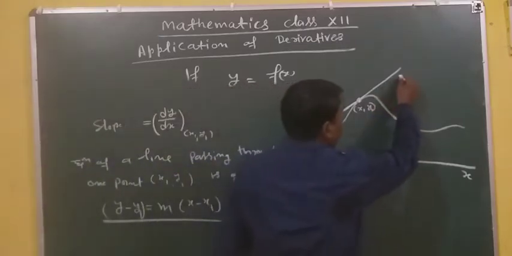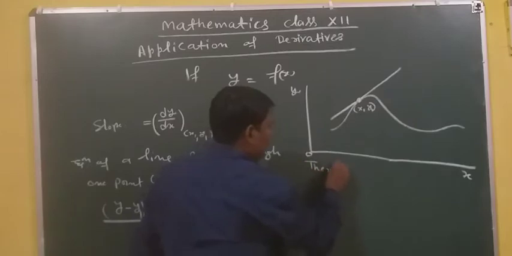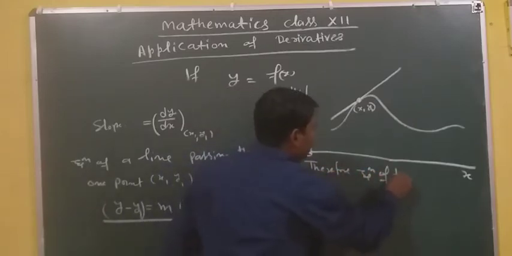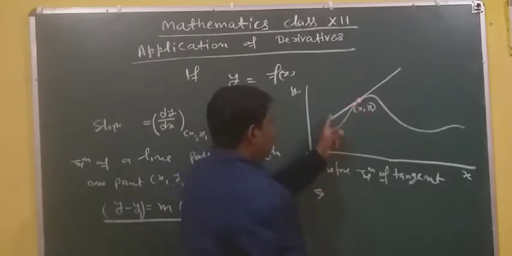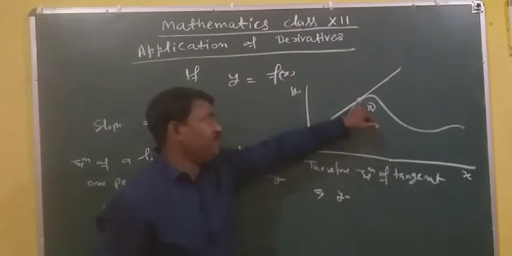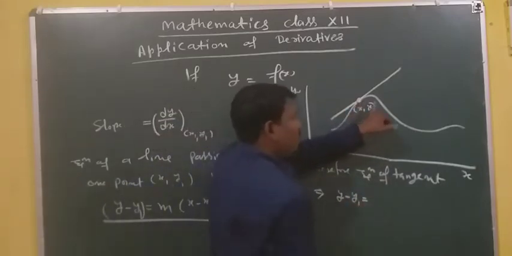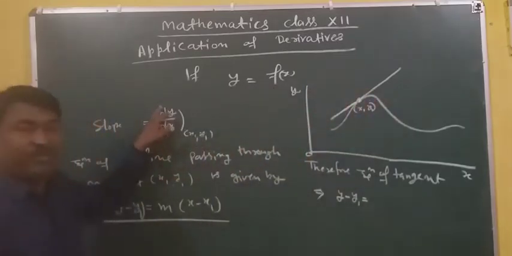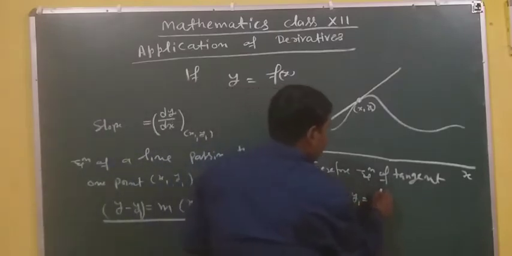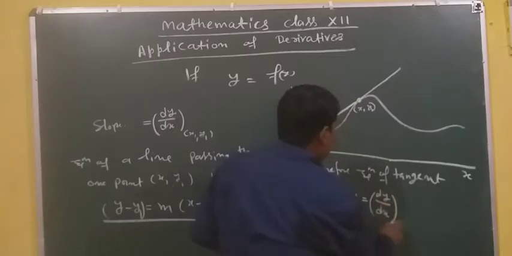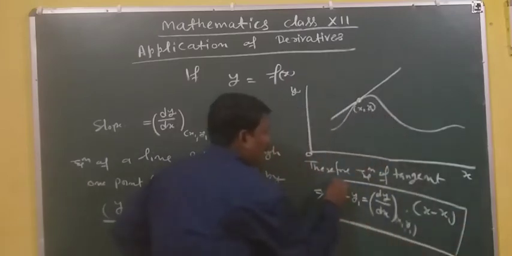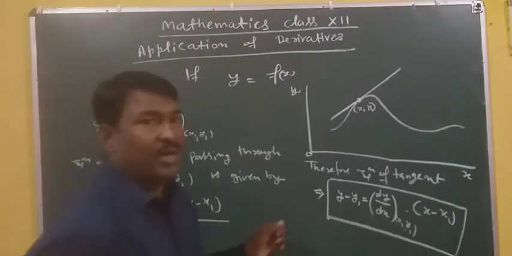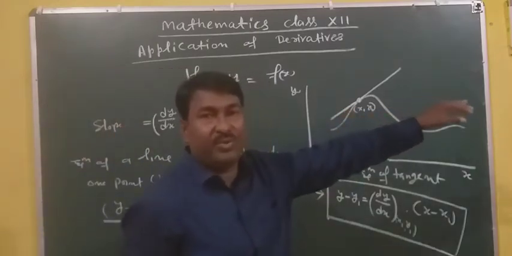Thus, for this, the equation of tangent will be calculated by the equation of this tangent, means y minus y1 at this point. So y minus y1 is equal to the slope of this tangent. What is the slope? Just see, dy by dx at that point. So the slope of the tangent, that is dy by dx at that particular point x1, y1, into x minus x1. So this is the formula to calculate the equation of a tangent drawn at a point x1, y1 on a curve y is equal to f(x).